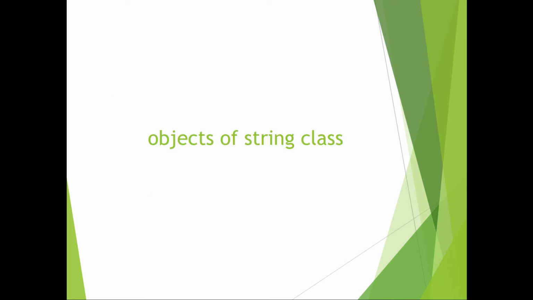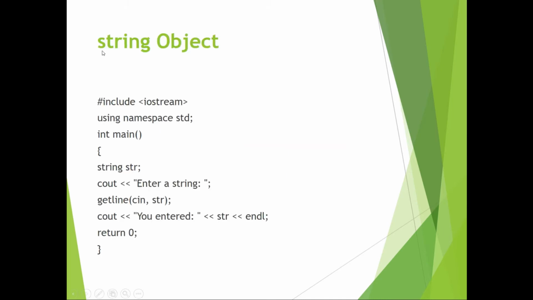Okay. Now, whatever we saw earlier was C style strings. And what we are going to see now is objects of string class. So this is a string object. What do I mean by string object? You have a string class name and you have an object. You call it as str. So now enter a string. You can use cin.get also. There is a function which is named getline also. So cin comma str, which means I am going to read a string with spaces, and you entered str. So this is an example of using a string object.